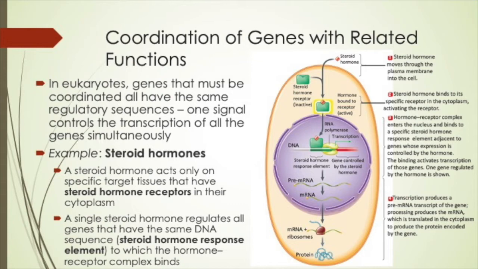Coordination of genes with related functions. In eukaryotes, genes that must be coordinated at all times have the same regulatory sequences. One signal controls the transcription of all these genes simultaneously. For example, steroid hormones. A steroid hormone acts only on a specific target tissue that has steroid hormone receptors in their cytoplasm. So one single steroid hormone regulates all the genes that have the same DNA sequence.